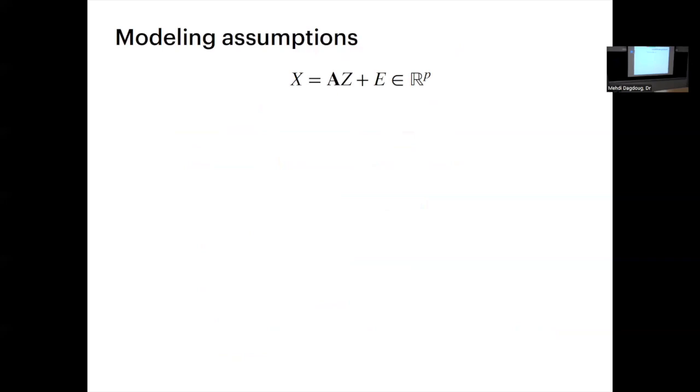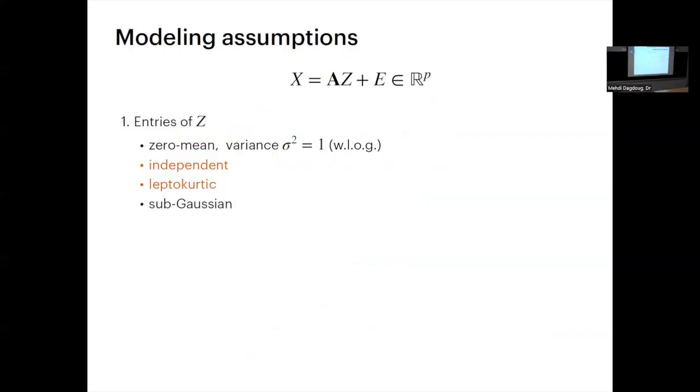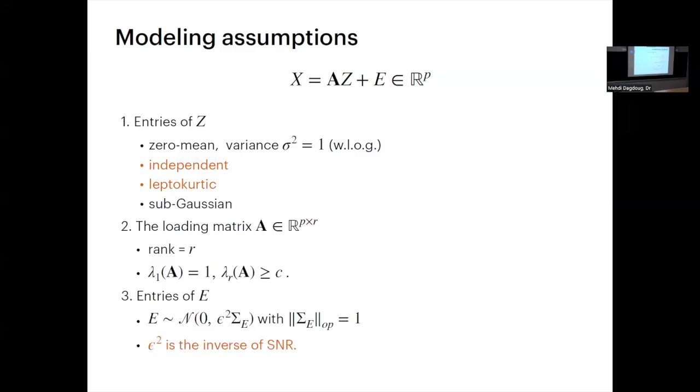Before talking about everything, I want to give you the main modeling assumptions we're considering in this paper to analyze this Varimax plus PCA procedure. We assume this linear factor model, and the entries of the latent factors are zero mean, standardized, with sub-Gaussian tails. Those are very standard assumptions, and zero mean can be assumed without loss of generality. More importantly, we assume independence and leptokurtic, which I'm going to explain in the next slide. The loading matrix A needs to be full rank because we want to define this low dimension, and the condition number is bounded. For the additive error, I simply assume it's Gaussian.